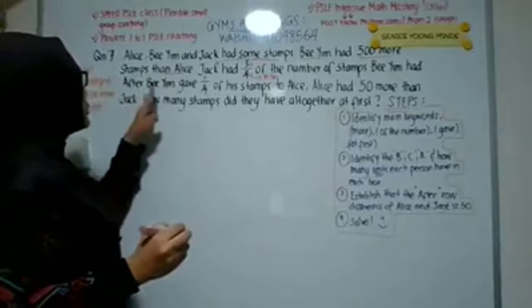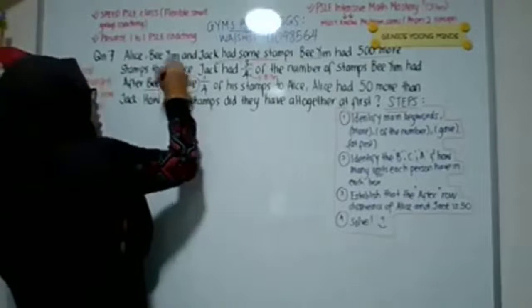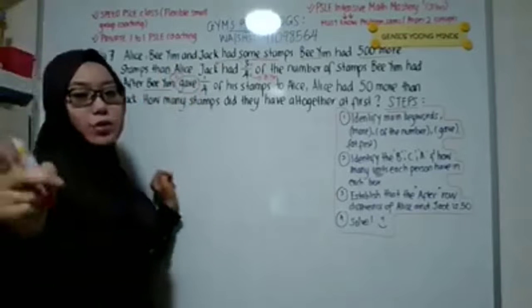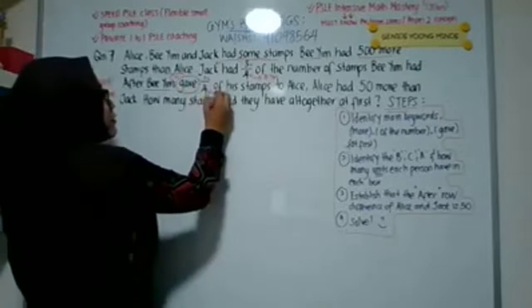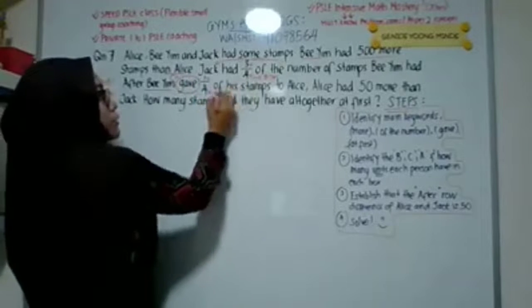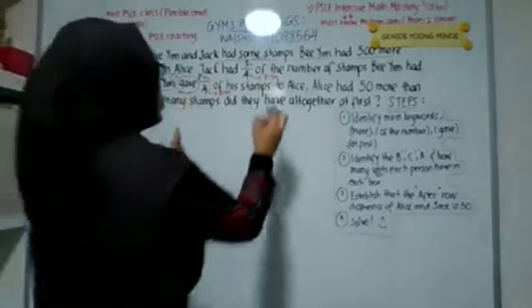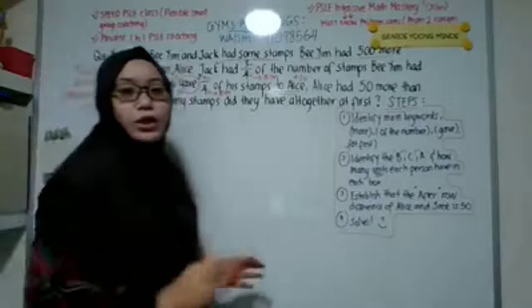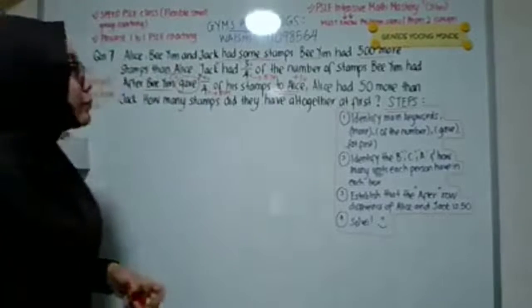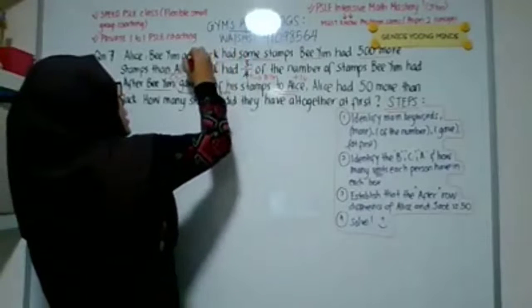Then after Beam gave, this "gave" means something happened in the question. So Beam gave, this is a change, gave 1/4 of his stems to Alice. Again, this is 1 unit, this is 4 units. This is what Beam has. This is what he gave away, 1 unit. He gave away to Alice, which means Alice gets 1 unit from Beam. I'm putting all the information there first, so it's easier for your children to see later on. So before that, you know that this is actually our before.